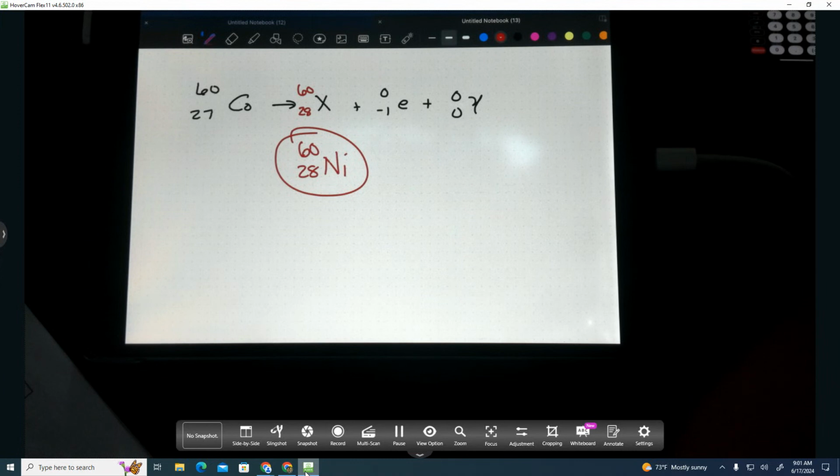Wait, what's the squiggly line? This is a gamma particle. It's on Table O.